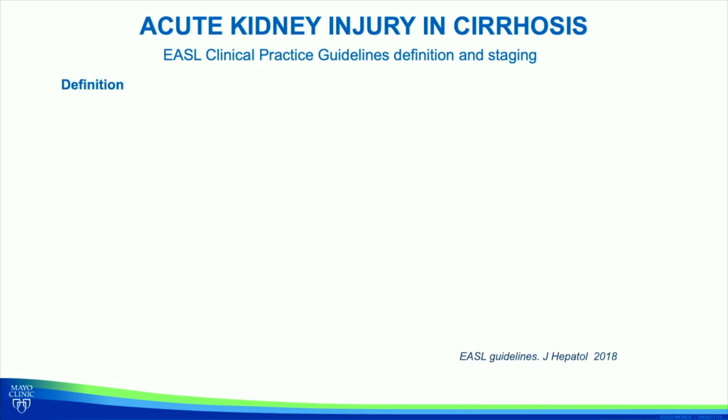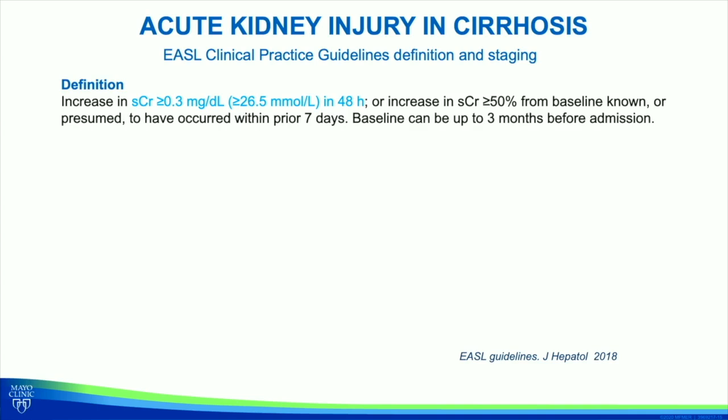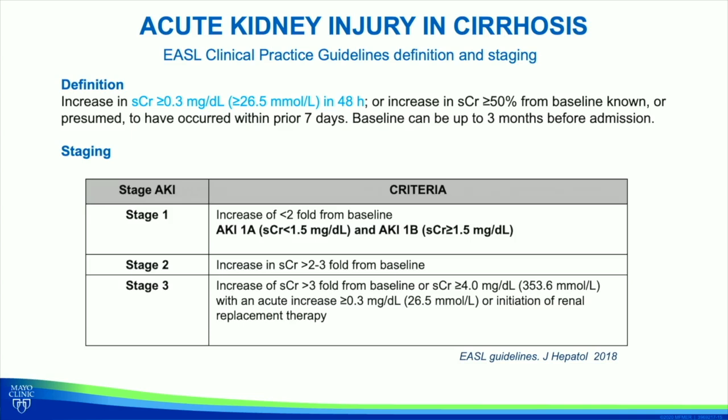And how are you going to define it? The definition of acute kidney injury is an increase in serum creatinine of 0.3 in 48 hours, or serum creatinine greater than 50% from baseline. Okay, so it's just 0.3. And then you further stage it. Stage 1 is the creatinine has gone up, but it's less than 2 times from baseline. If it's less than 1.5, you call it stage 1A, and if it's greater than 1.5, it's stage 1B, and I'll go over an example a little later. Stage 2 is easy. If it's double, that's stage 2. If it goes up 3 times, it's stage 3. So that's how you're going to stage.